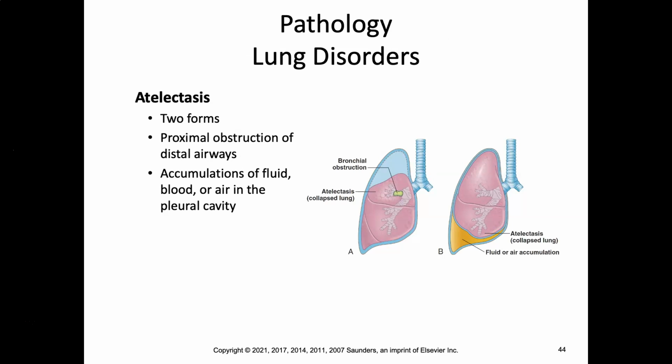So, lung disorders, atelectasis. Atelectasis is sometimes known as collapsed lung. If you hear of somebody with atelectasis, something's gone wrong with their lung and it's not filled with air. It's not up and moving as it should be. It has fallen or it's got some kind of fluid or air accumulation in it. So you might want to see about that.